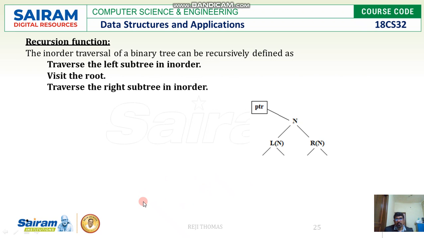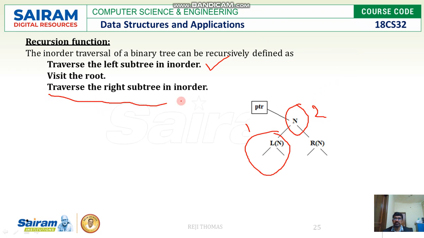So let us make it more clear. To visit a binary tree in in-order, first you have to traverse the left subtree in order. Then you have to visit the root. Then traverse the right subtree in order. Again, you have to repeat for the right subtree what you have done for the left subtree. So when you visit any tree, even if it is a subtree, you have to visit in order.